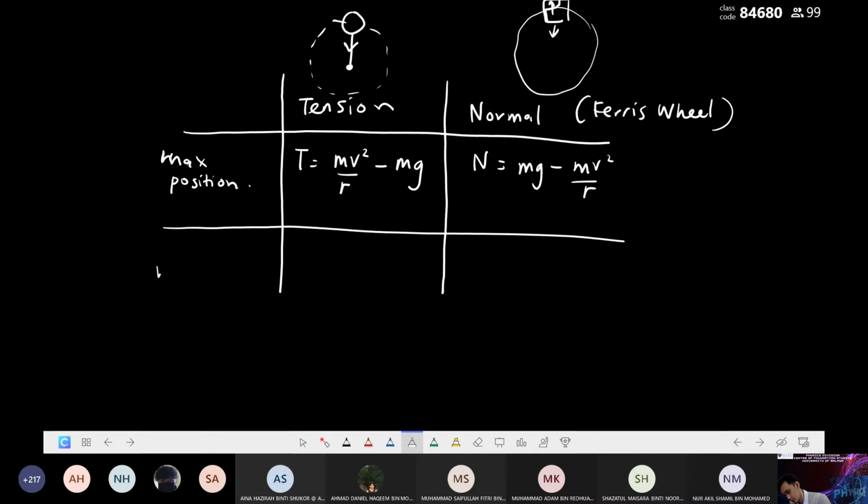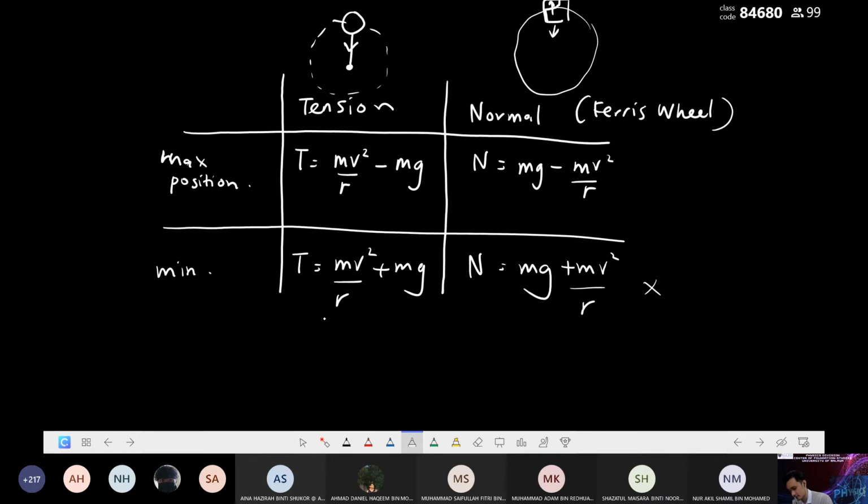But for the minimum, the tension will add, because you feel heavy. So it adds with the weight. For normal, we start with mg plus mv square over r. So this one has no problem, it is the same because it is addition. But for the maximum position, we need the weight minus the centripetal force. It becomes reversed here. Later I will show you some examples so that you understand better. mg minus mv square over r.